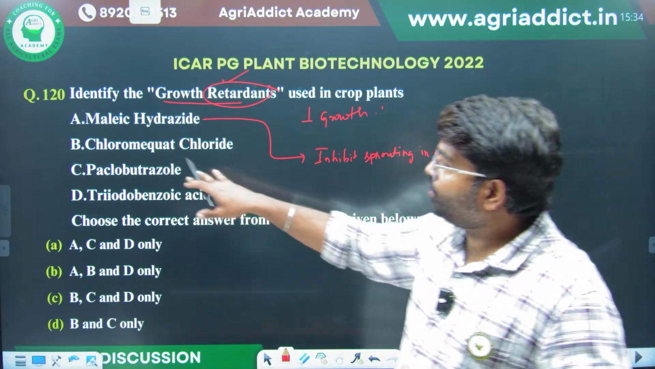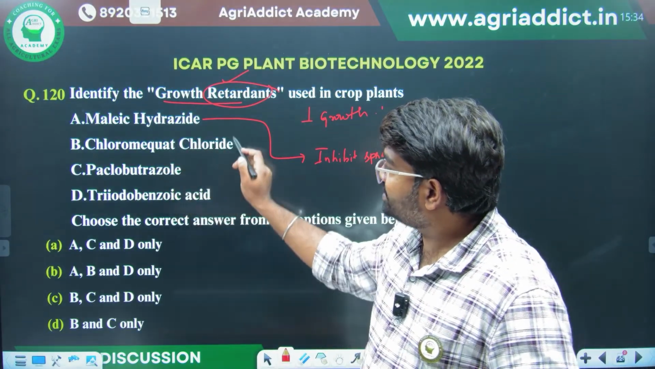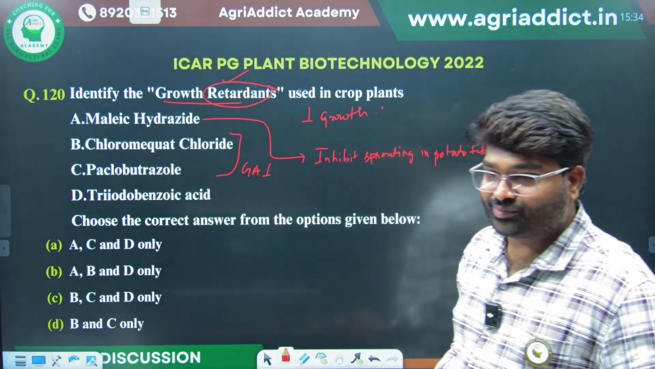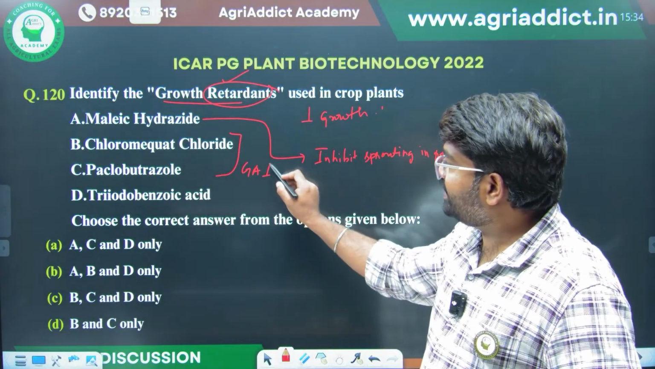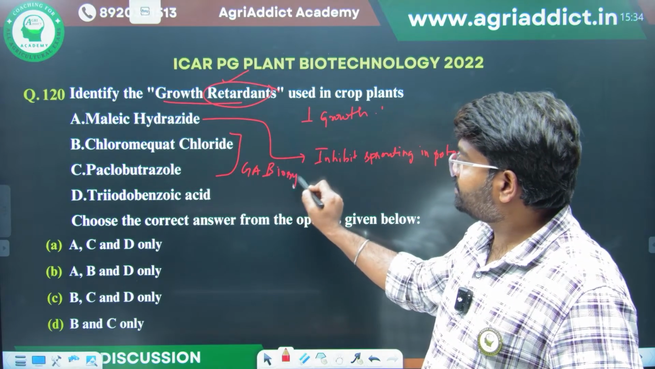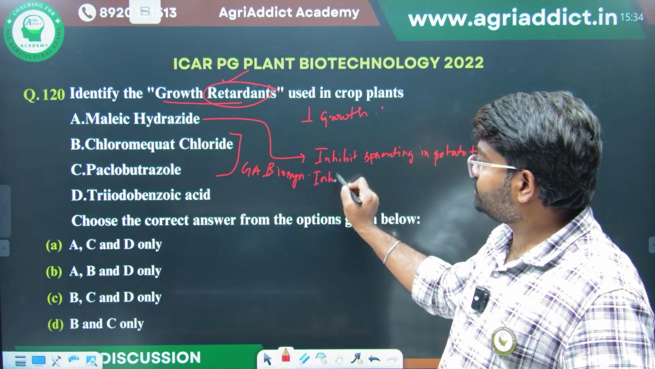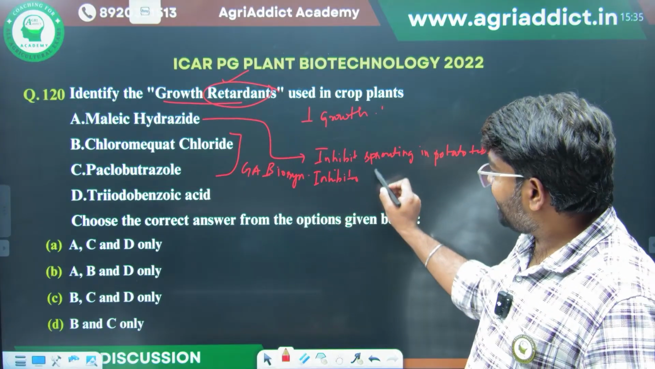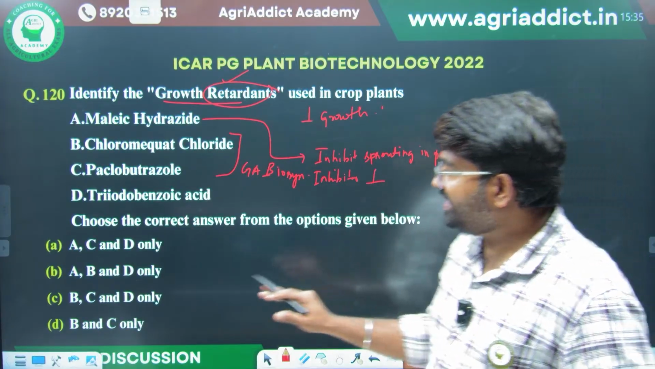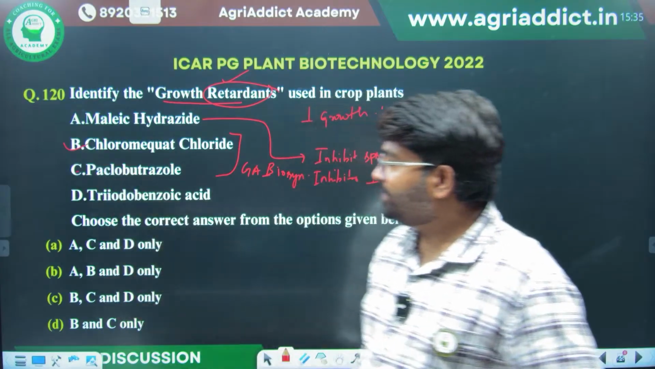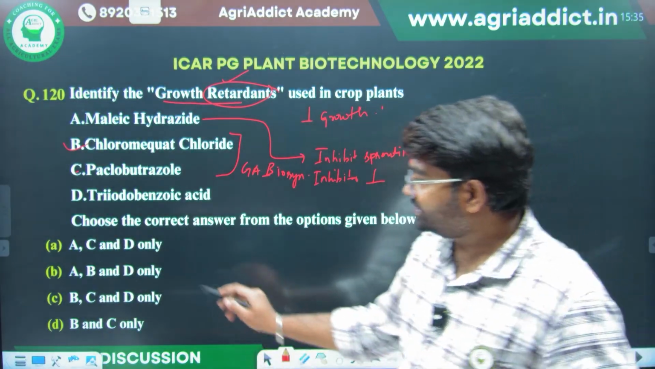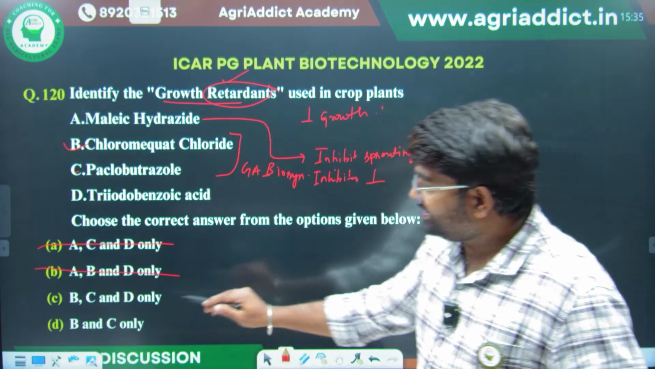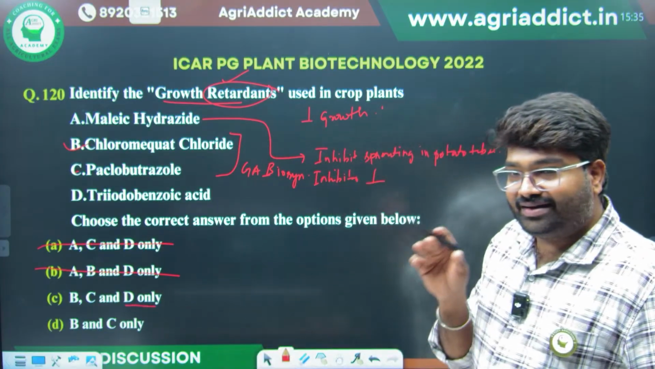Chlormequat chloride and paclobutrazol, these both are what? Gibberellic acid biosynthesis inhibitors. If they inhibit gibberellic acid biosynthesis, plant growth can be retarded. So B and C ultimately will come. Wherever B and C is coming, that option will be right. Then second thing, we have to know whether D will come or not.